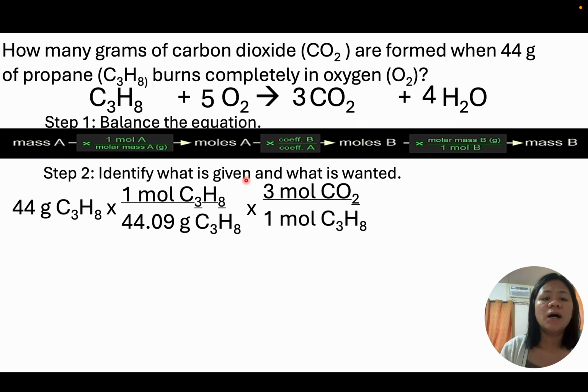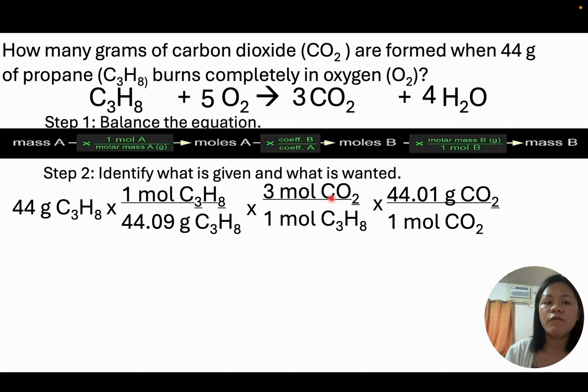Now we're going to deal with the molar mass. Here is the molar mass of letter B, or what is wanted, which is the carbon dioxide. So we multiply that with our molar mass of carbon dioxide, which is 44.01. And of course, we put 1 mole of carbon dioxide on the bottom in order for us to cancel this.